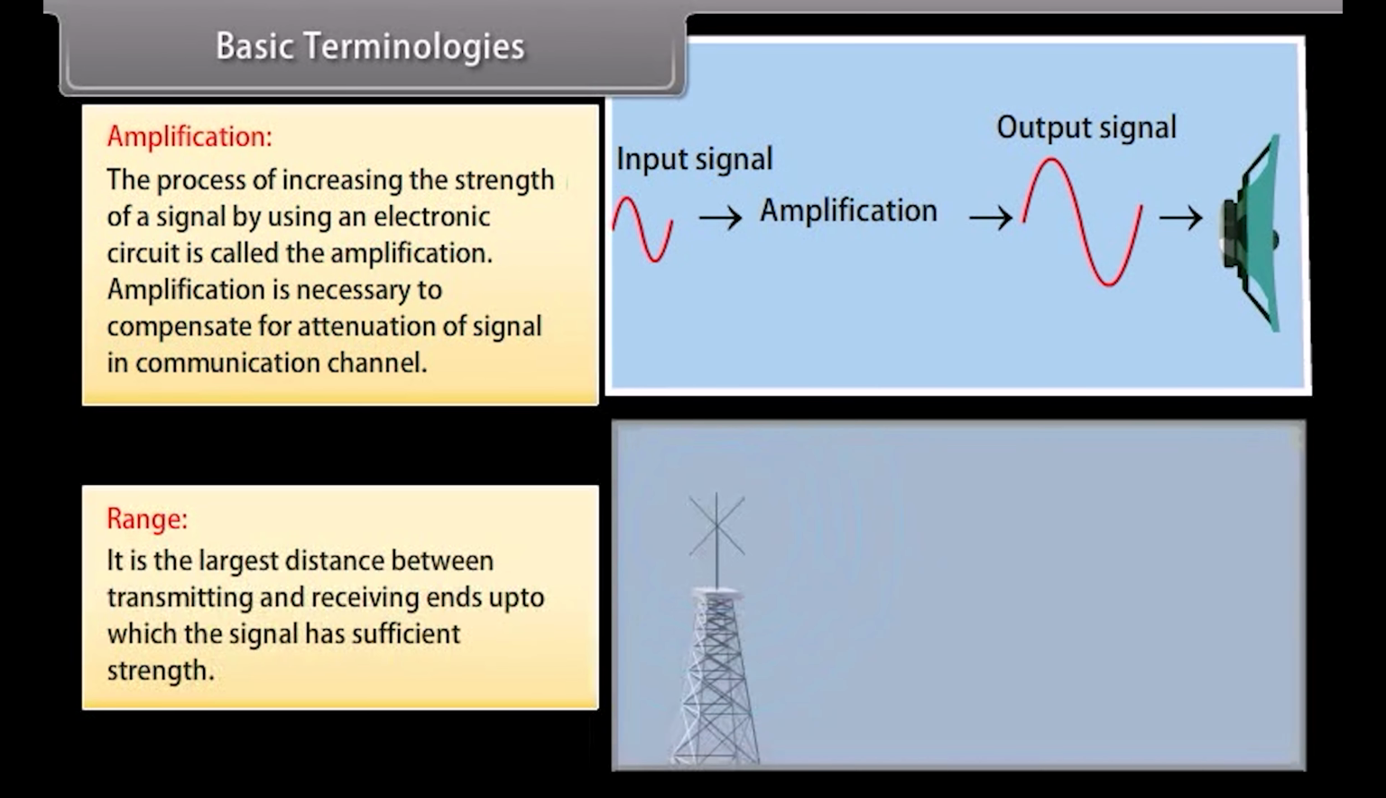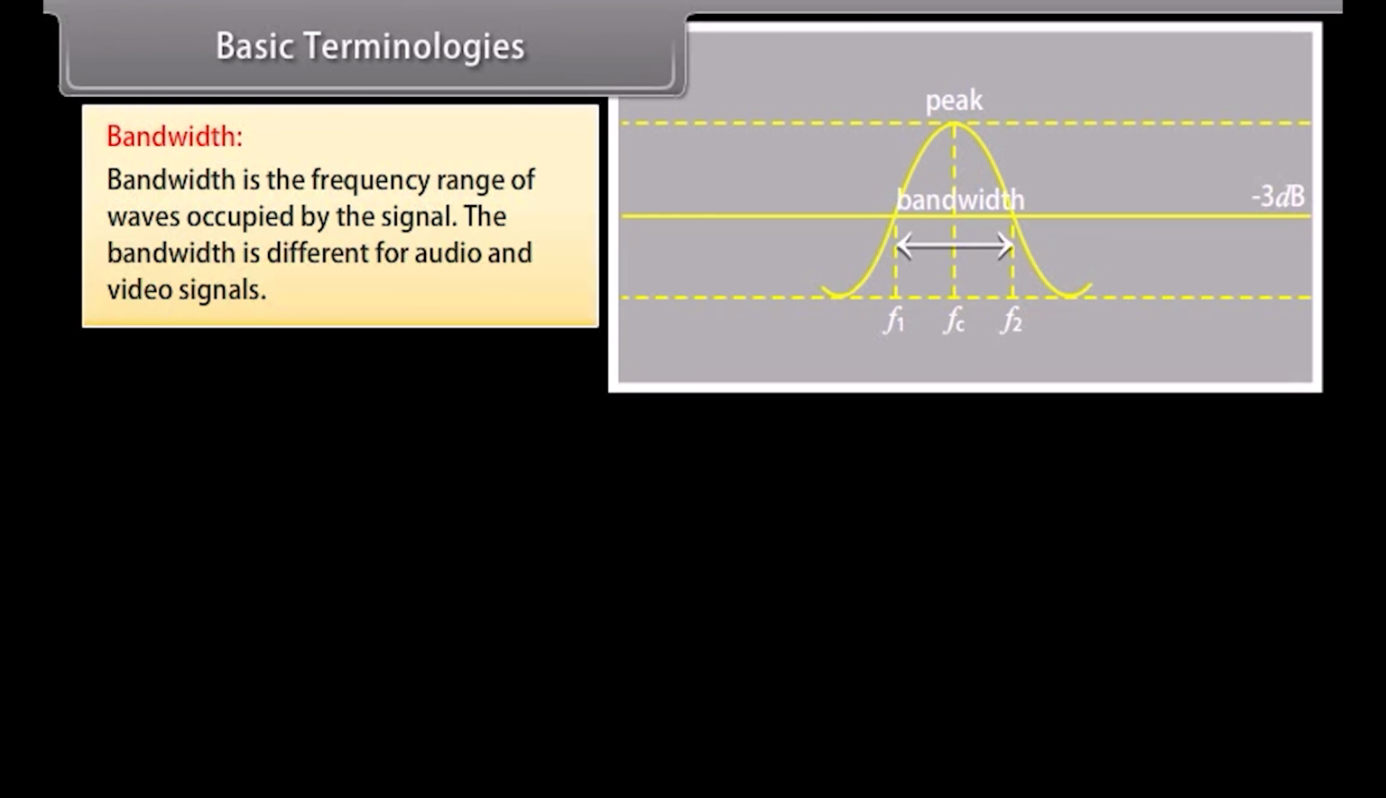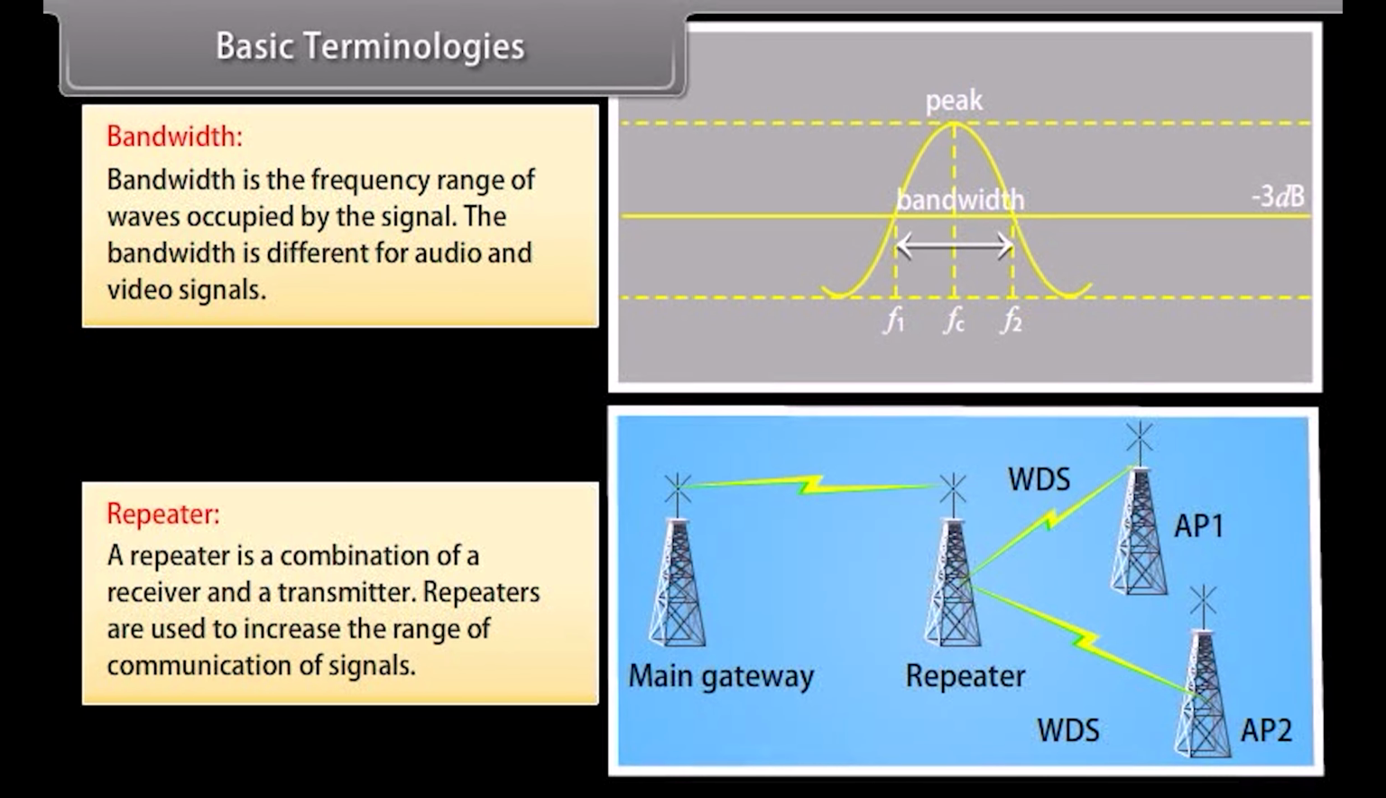Range. It is the largest distance between transmitting and receiving ends up to which the signal has sufficient strength. Bandwidth. Bandwidth is the frequency range of waves occupied by the signal. The bandwidth is different for audio and video signals. Repeater. A repeater is a combination of receiver and a transmitter. Repeaters are used to increase the range of communication of signals.